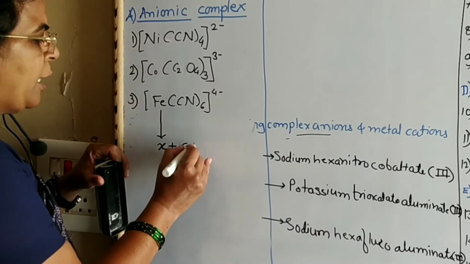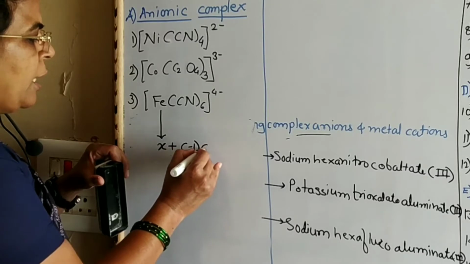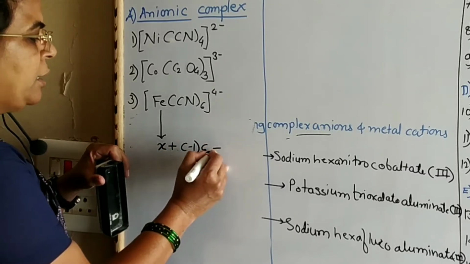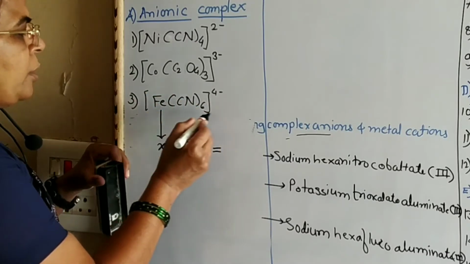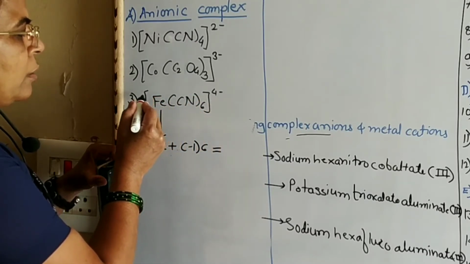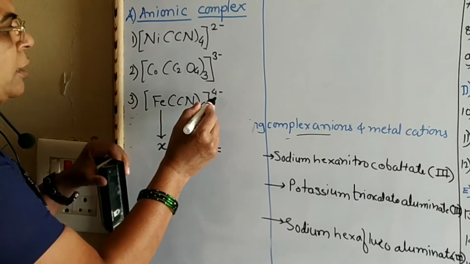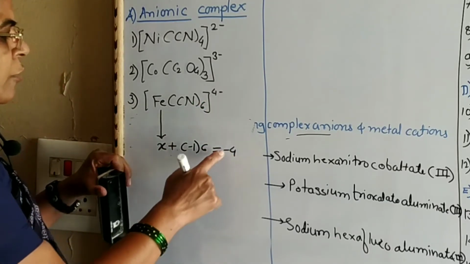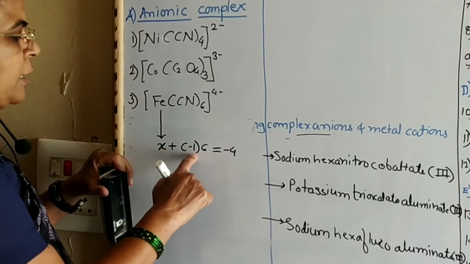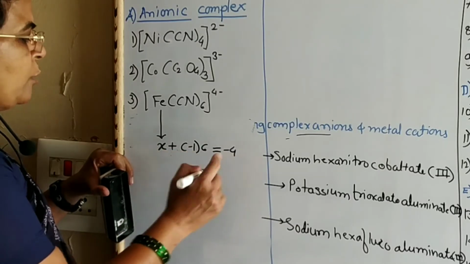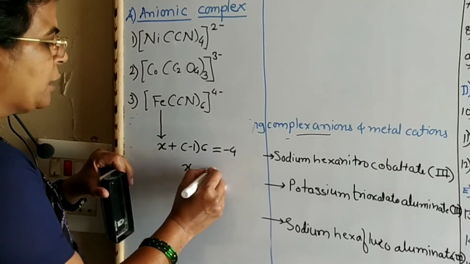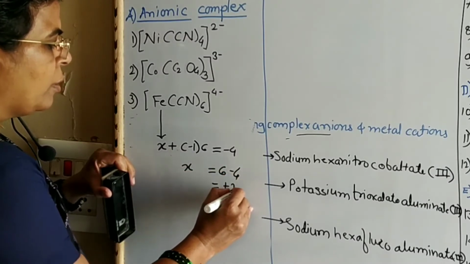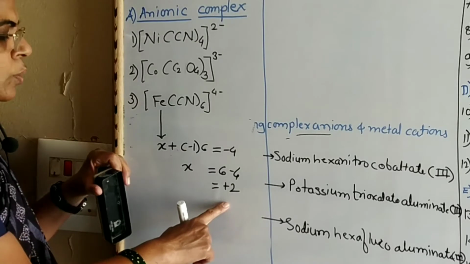The oxidation state of the cyanide group is -1. There are 6 cyano groups, therefore multiply this by 6. Now this coordination ion possesses a -4 charge. Therefore write X plus -6 is equal to -4. Therefore X is equal to 6 minus 4. Therefore the oxidation state of iron is +2.